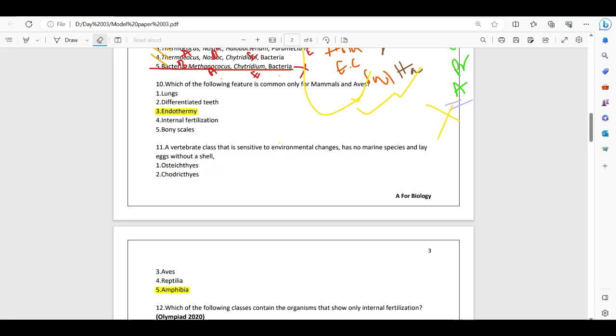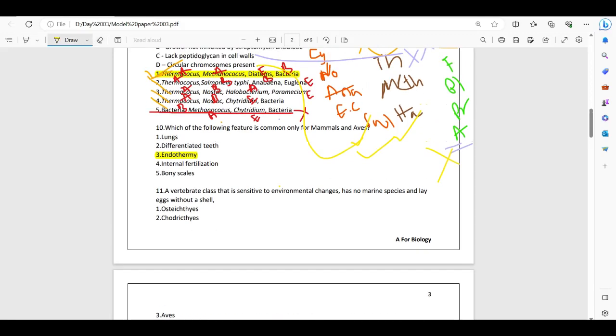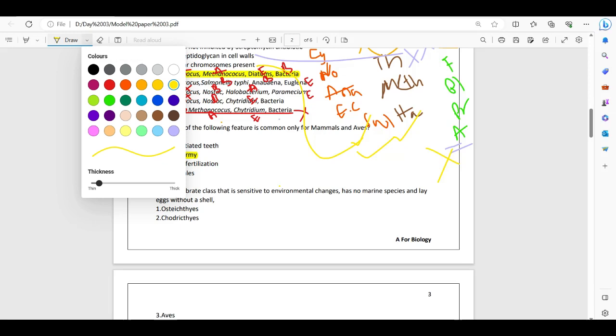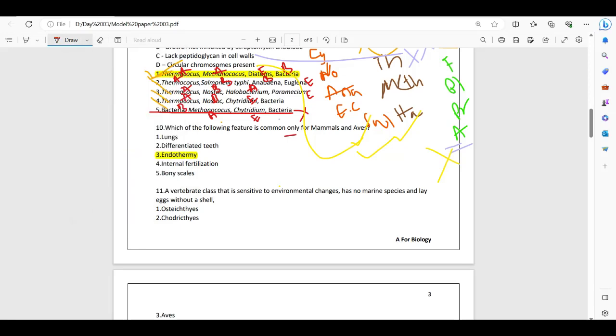So which of the following features is common only for mammals and aves? So they're saying only for mammals and aves. So if we take lungs, we can't agree with that because reptiles also have lungs. Differentiated teeth, that's present in reptiles. If we take a crocodile, you've seen their teeth. So endothermy is common only to mammals and aves when we analyze with the given examples and facts in the resource book. So that's how you got the answer.